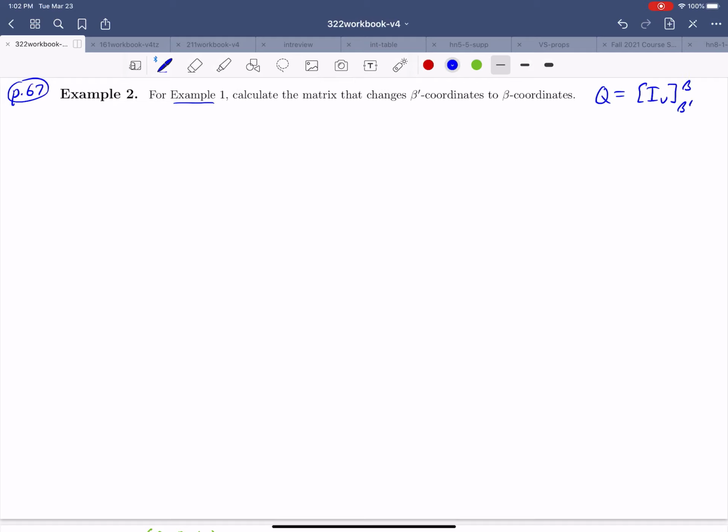So let's start by reminding ourselves what those two bases, beta prime and beta, are. I'm really just recopying these bases from example 1. So beta prime looked like the vectors (1, -1) and (-1, 1), and then beta was just the standard ordered basis, (1, 0) and (0, 1).